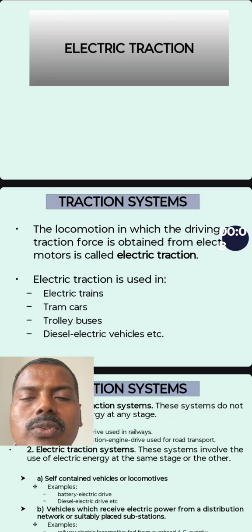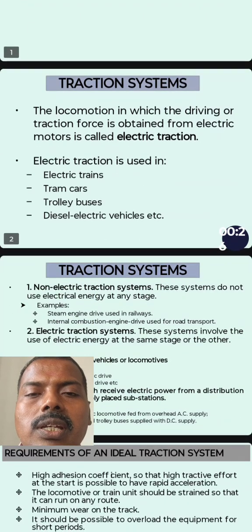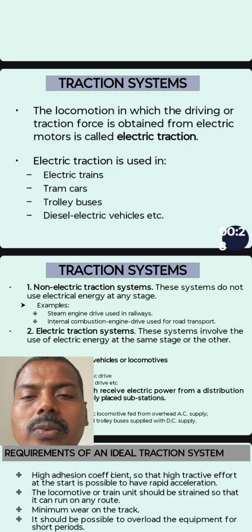Today I am going to discuss electric traction. Electric traction is a locomotion in which the driving force is obtained from an electric motor. It is called electric traction. It is usually used in electric trains, tram cars, trolley buses, diesel electric vehicles, etc.